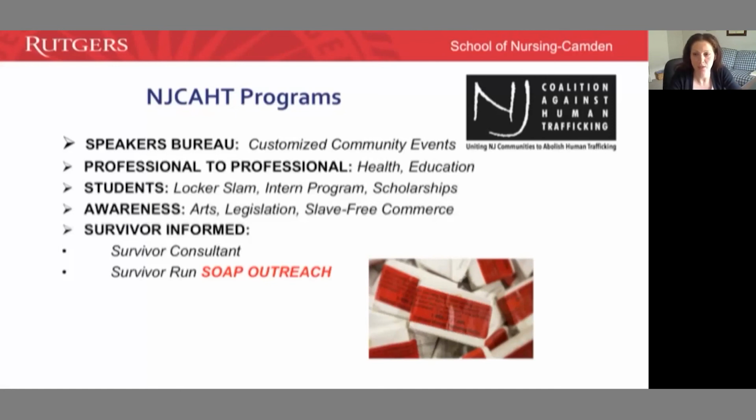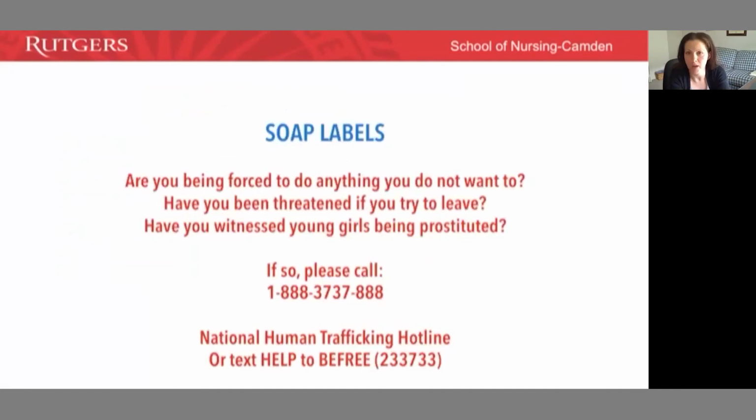And you can see from this picture, these are mini soap bars that have a sticker on them, and the sticker has the following information. We call it soap labels. Are you forced to do anything you don't want to do? Have you been threatened if you try to leave? Have you witnessed young girls being prostituted? If so, please call this number. It's the New Jersey Human Trafficking Hotline, or if they're able to, text HELP, be free, to 233-733.